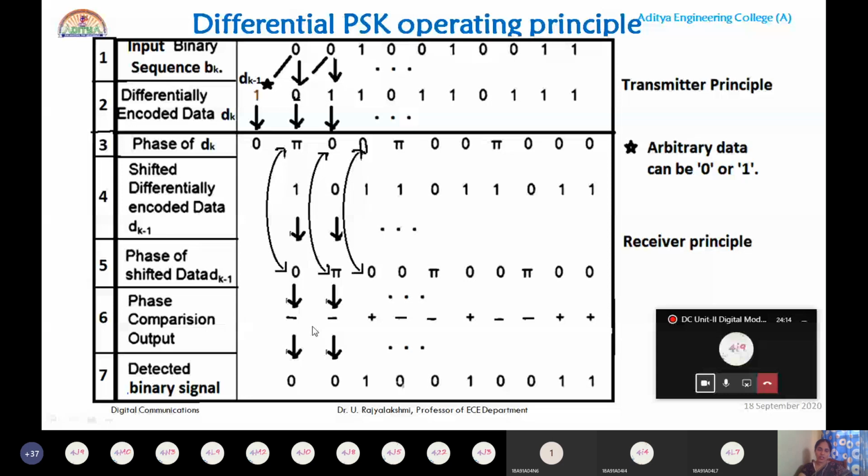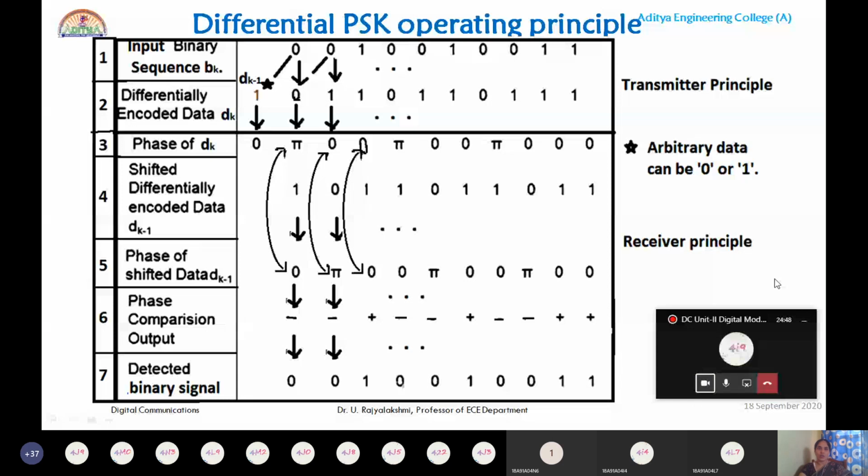If you have less magnitude, and that is compared with the threshold, then the output is zero. If the low pass filter output is very high, higher than the threshold, then our data bit is one. So like that, you will get the binary sequence as the output.